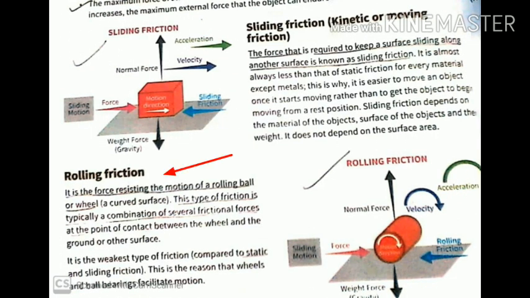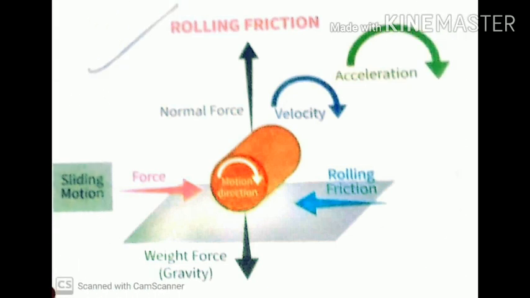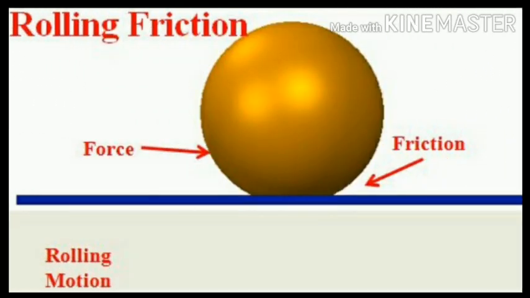Now the next topic is rolling friction. Rolling friction is the force resisting the motion of a rolling ball or wheel. It is very less friction. Here you can see in the picture, the direction of the force is straight, but the motion is circular, and the same for velocity and acceleration. See in this picture, a ball is rolling over the surface. With less force applied, it rolls over. That's why it is called rolling motion. This is because of rolling friction.